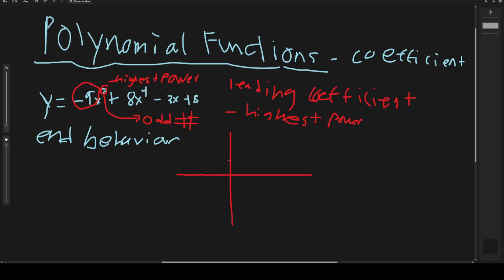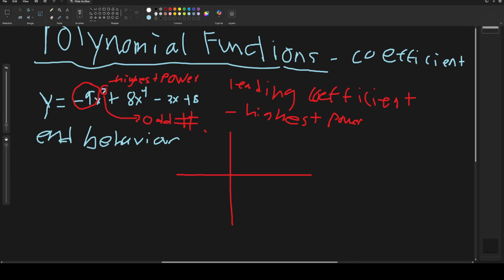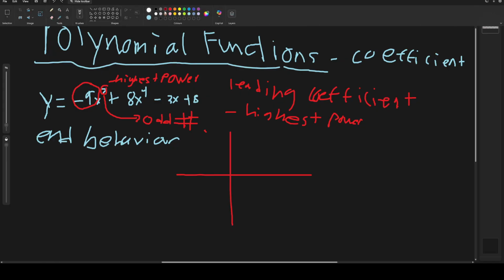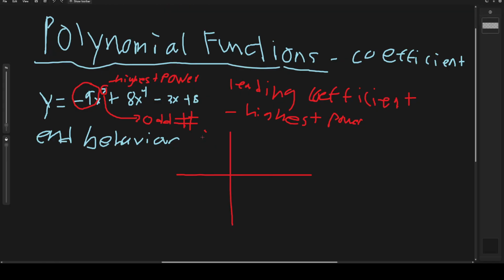Obviously, this is not going to have precise, accurate turning points because we're just predicting from the end behavior here. But since it's an odd number, we know that usually it would look something like this, right? But we have a negative, so what it's actually going to look like is like this, something like that. This part here is not accurate because obviously it's going to look way different actually.